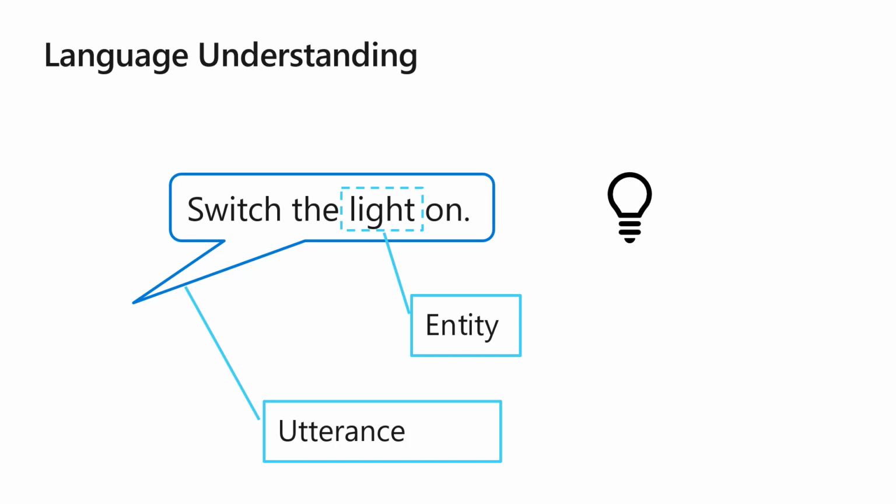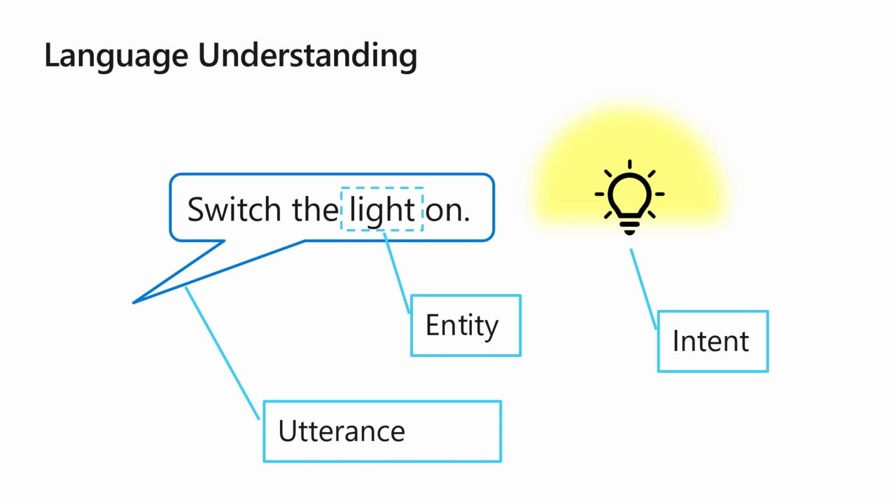And from that, what we're trying to do is detect the intent. So the intent identifies the desired action for an utterance. And in this case, the intent is we want to switch something on, and the something we want to switch on is the entity that's mentioned in the utterance, which in this case is the light.